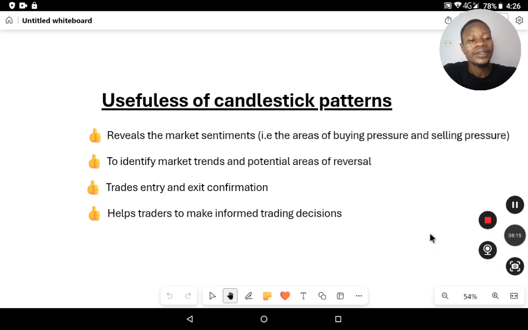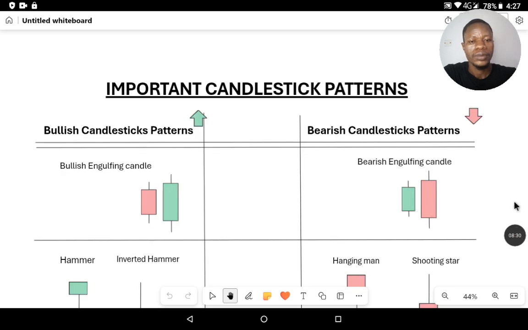So now let's move on to the main subject, the special candlestick patterns you should always look out for in the market. Okay, now, so, important candlestick patterns.